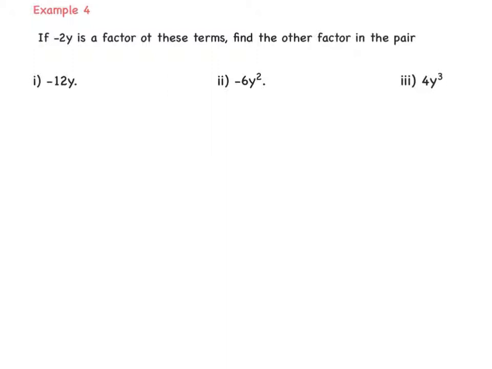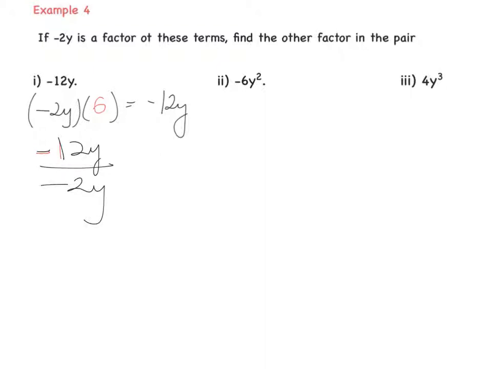So minus 12y, and the same, minus 2y multiplied by what gives you minus 12y, okay? So if we take y from here, we have just minus 12. So minus 2 multiplied by what gives you minus 12, okay? So that's 6. And then you can check it out. So minus 2 by 6 is minus 12, and y, okay? And the other method is just dividing. So we have minus 12y divided by minus 2y, okay? So we can cancel the letters, and then minus 12 divided by minus 2. Minus divided by minus is positive, and 12 divided by 2 is 6.